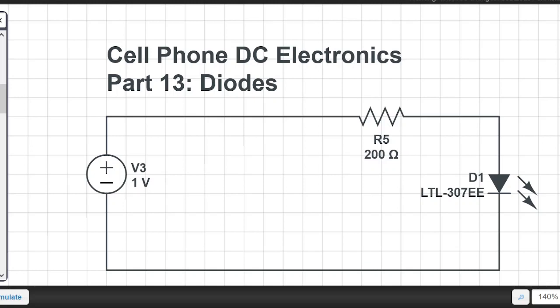And for a light emitting diode, it's not so much used for current limiting as it is just for emitting light.